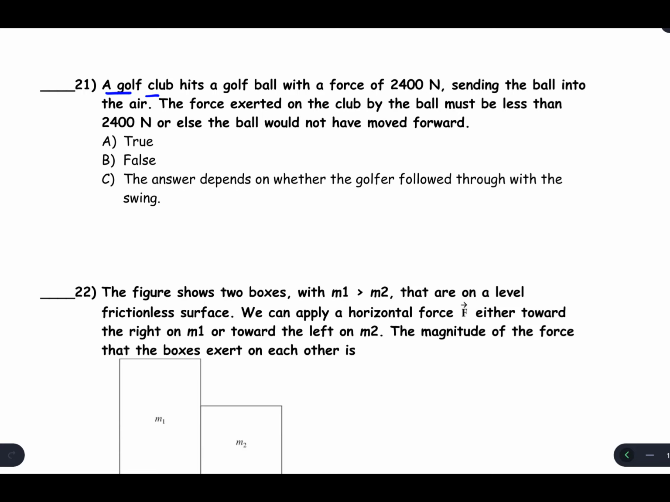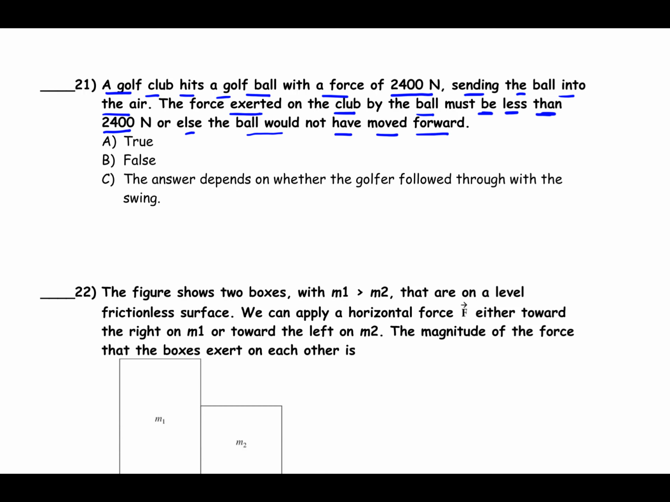A golf club hits a golf ball with a force of 2400 Newton, sending the ball into the air. The force exerted by the club on the ball must be less than 2400 Newton, or else the ball wouldn't have moved forward.